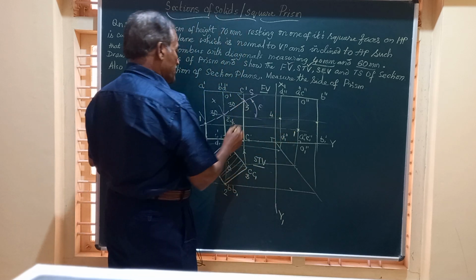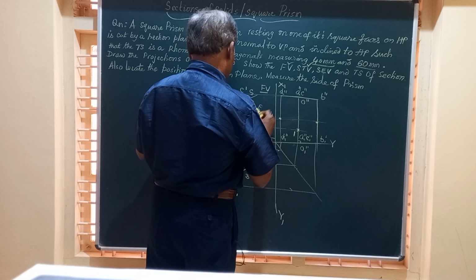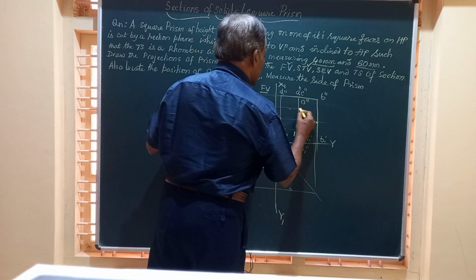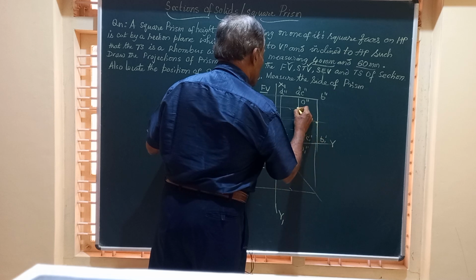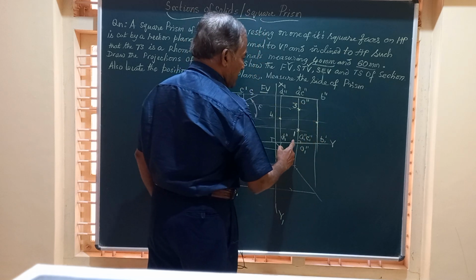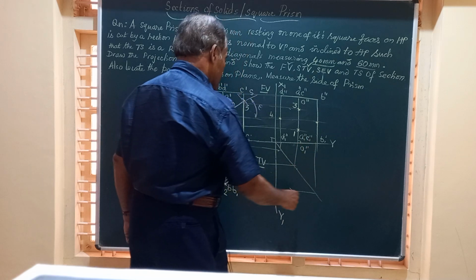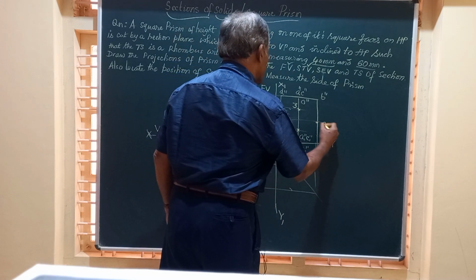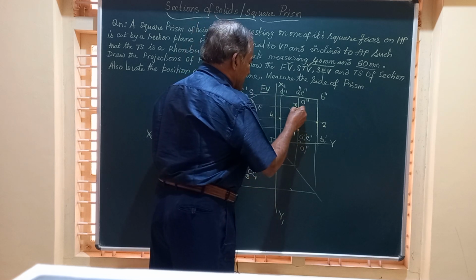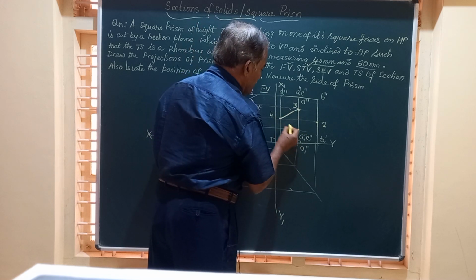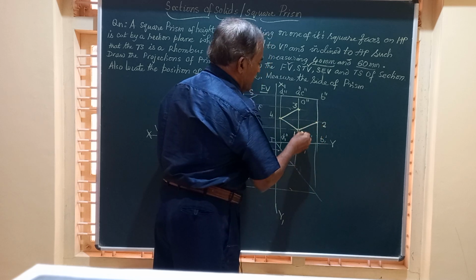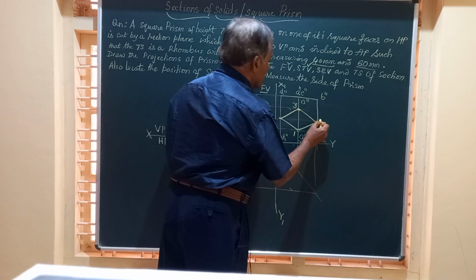Then you have got here the point 3. At equal distance you get point 3. So we got all the 4 points: 1, this is 2, this is 3, and this is 4. So join all these by straight lines: 3 to 4, 4 to 1, 2 to 1, 3 to 2.